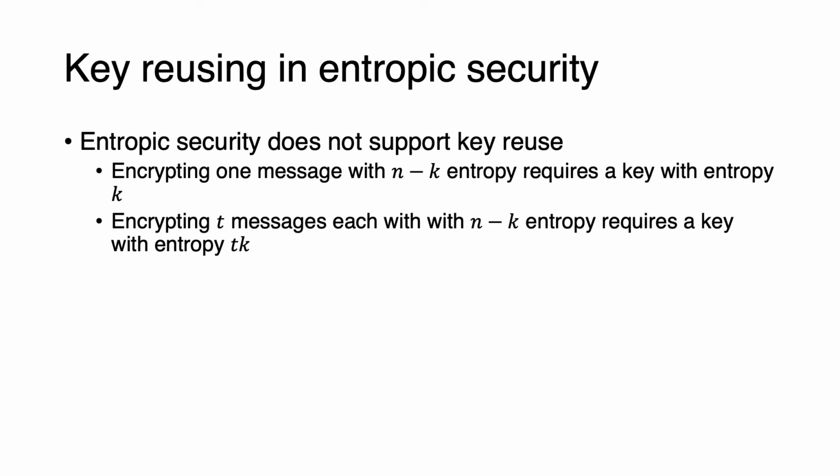Encrypting one message with n-k entropy requires k bits of fresh randomness from the key, which quickly adds up if more messages are encrypted. For example, encrypting T messages would require T times k bits of randomness from the key. A single short key cannot afford such an amount of randomness.